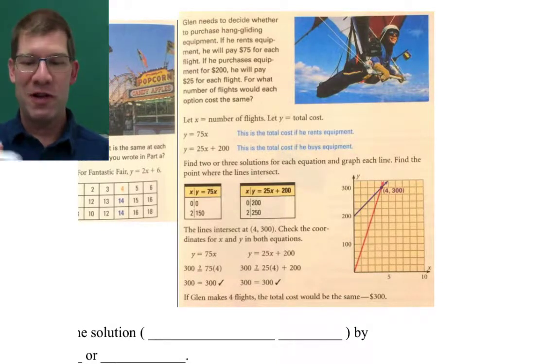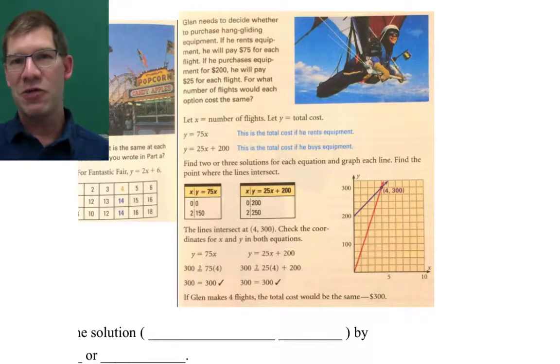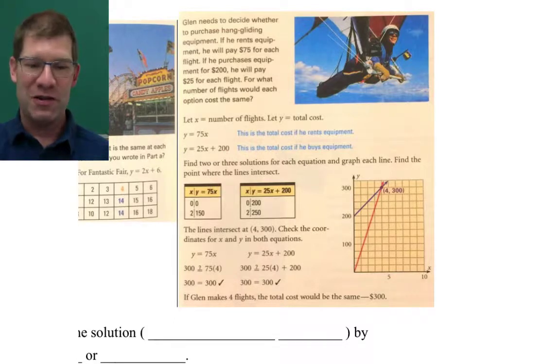I'm going to start with this one here. I would just look at the notes; I wouldn't do the other. But we have Glenn. He's going to buy some hang gliding equipment, and there are two different ways he could go about doing it. This is the cost if he rents the equipment. This is where he buys the equipment. And the question is, how many flights does it take for him to break even on those two things?